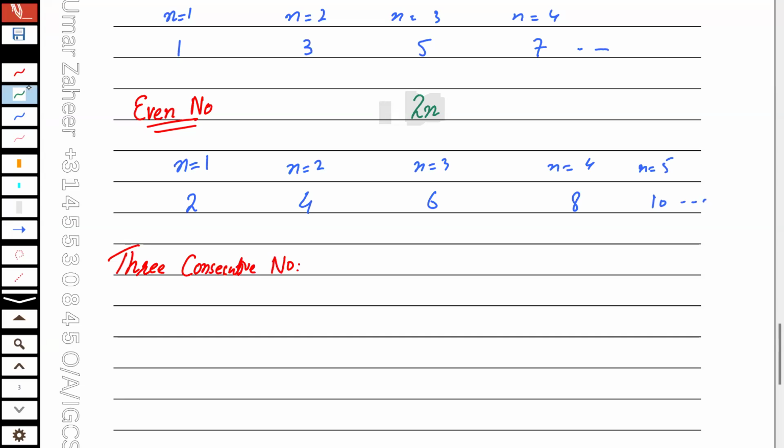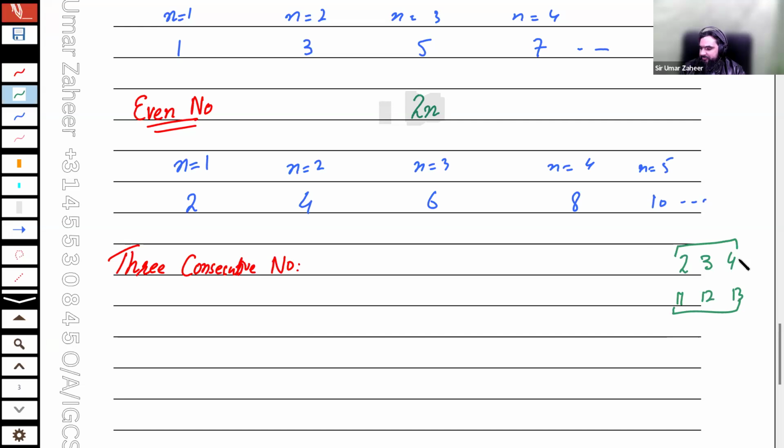Consecutive numbers. What do you mean by 3 consecutive numbers? It can be 3, 4, 5, or 5, 6, 7, or 10, 11, 12, like this. For example, the first number is 2, the second is 3, the third is 4. Or if you have 11, then next will be 12 and 13. So these are the 3 consecutive numbers.